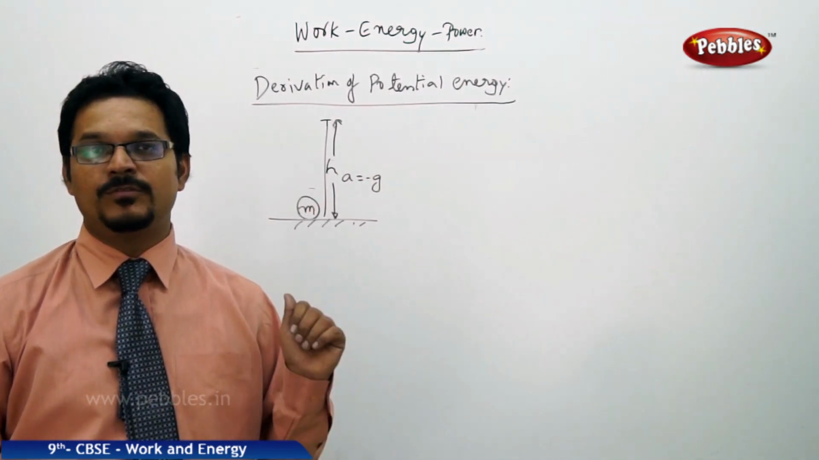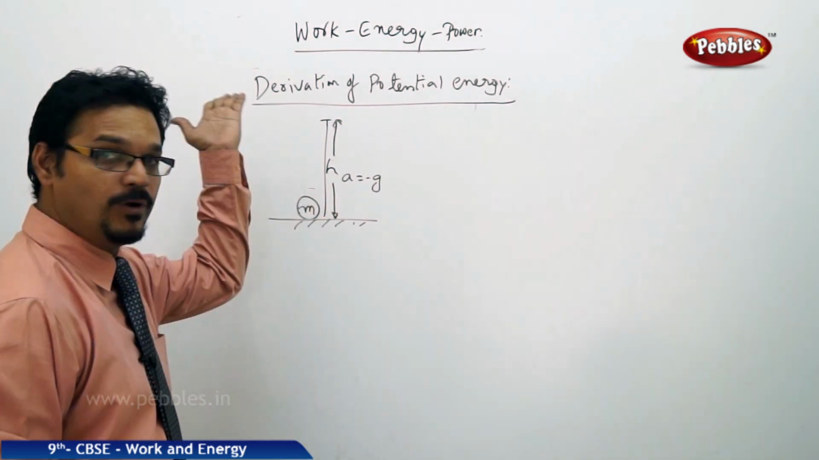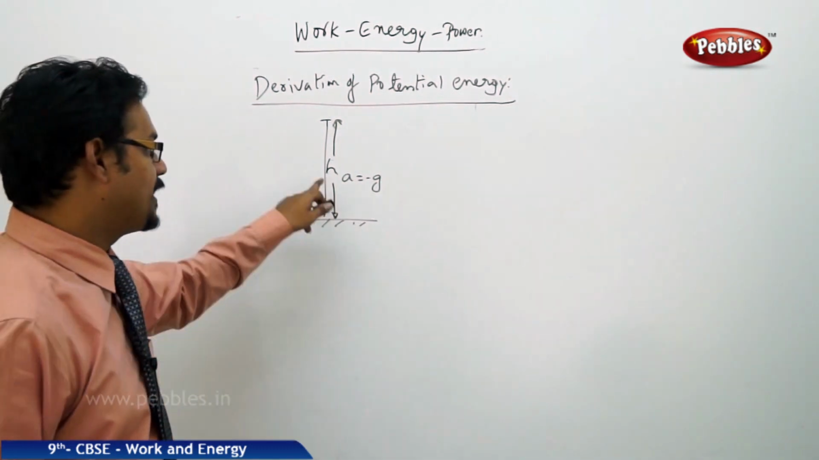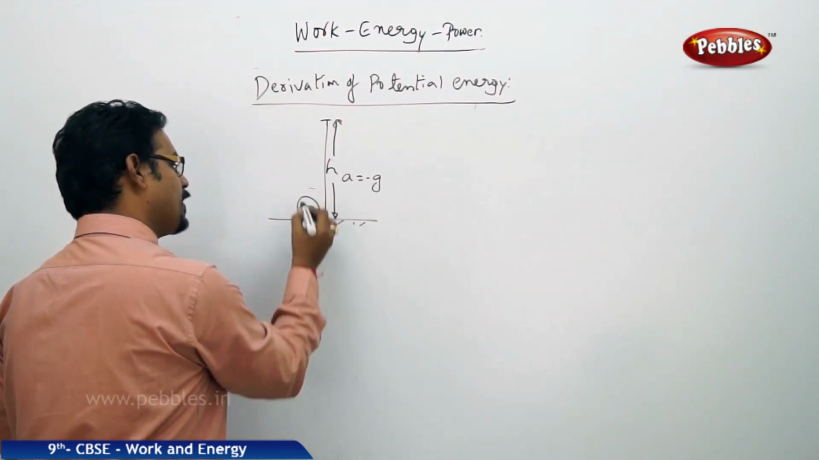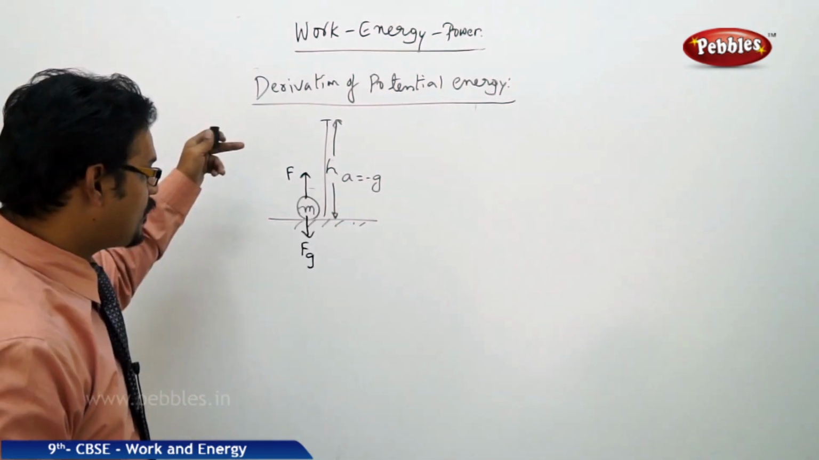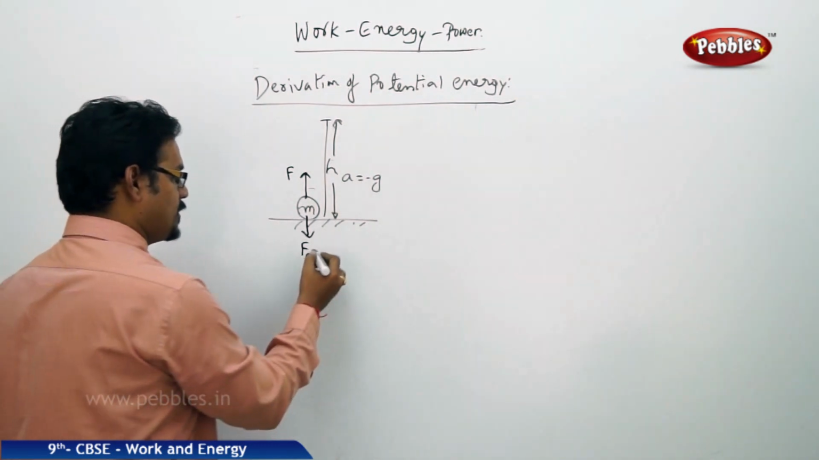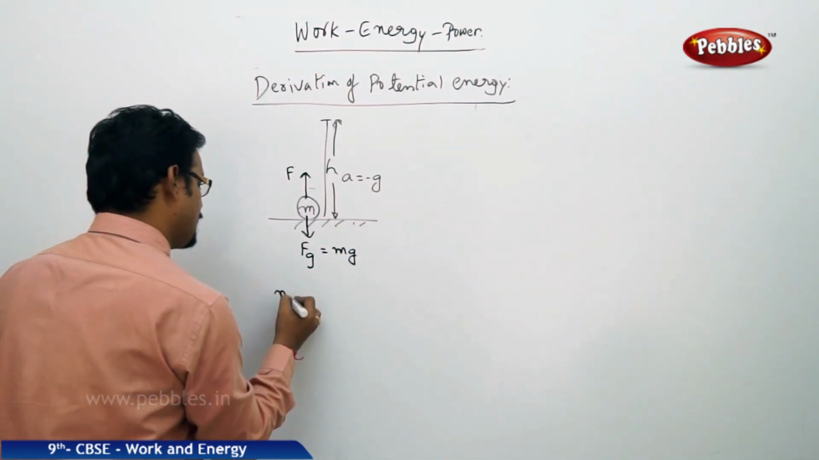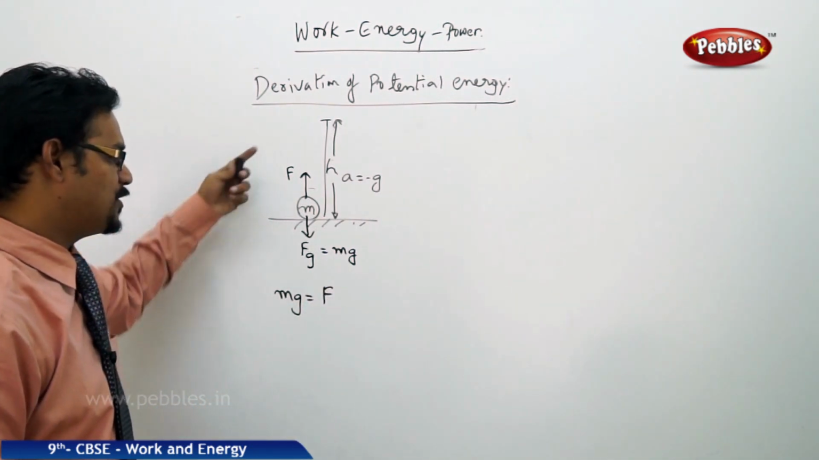Now we are going to derive the potential energy. There is a body of mass m which is pulled up, or you can say thrown up against the gravity to a height h. So the gravity is acting downwards, Fg, but we are applying the same amount of force upward to make the body move to the height h. As the gravitational force is nothing but the weight of the body, which is mg, this Fg is equal to F, because both forces are equal but opposite in direction.